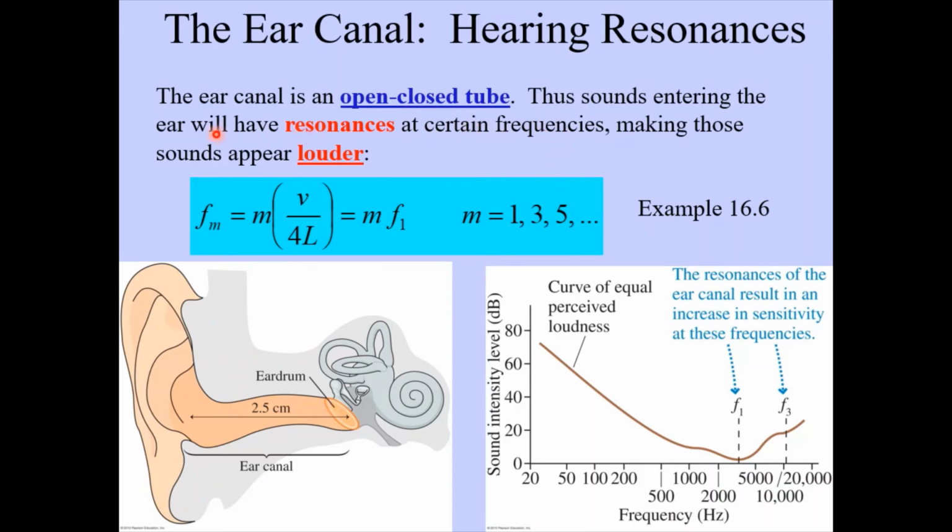So the sounds that enter the ear will have resonances at certain frequencies, and those sounds will appear louder. Our hearing, interestingly, is not uniform across the whole sound spectrum. There are certain frequencies that will sound louder than others, and this will vary from individual to individual depending on their age and also the size or depth of their ear canal. They will have resonances at certain frequencies, and you might hear those sounds a little bit louder.